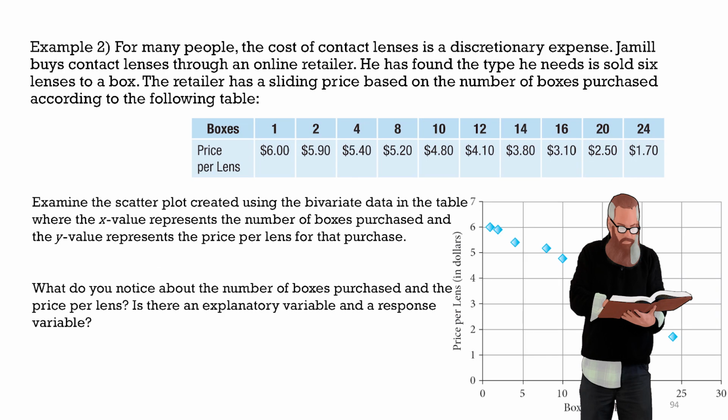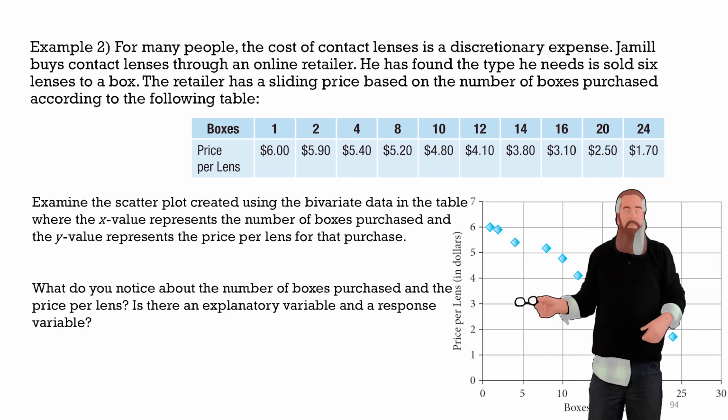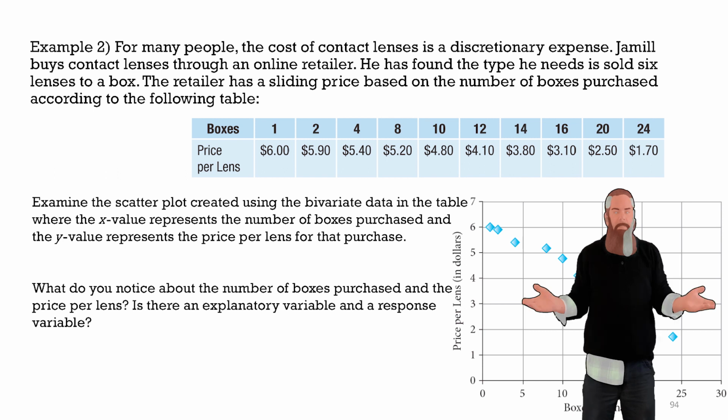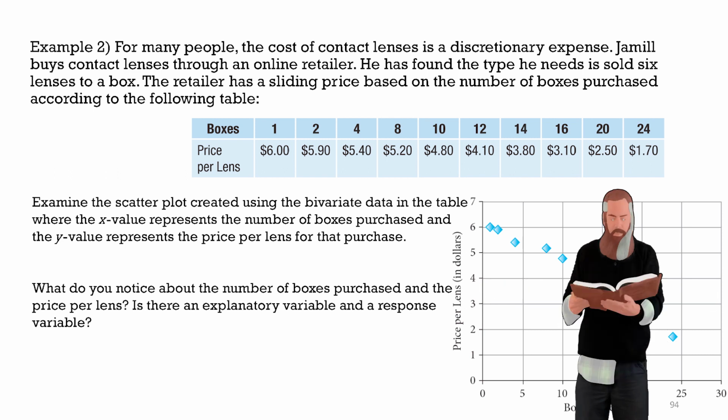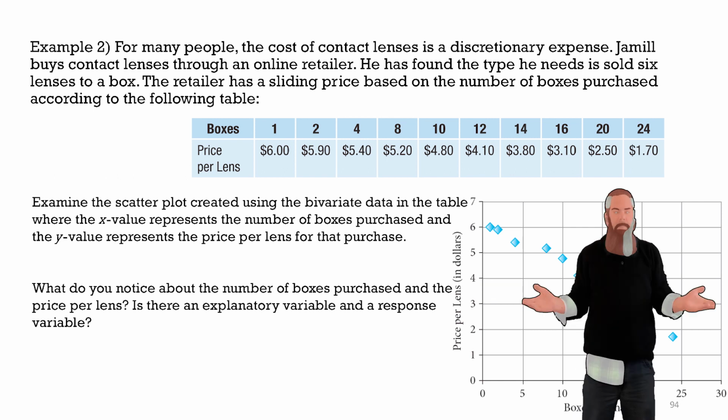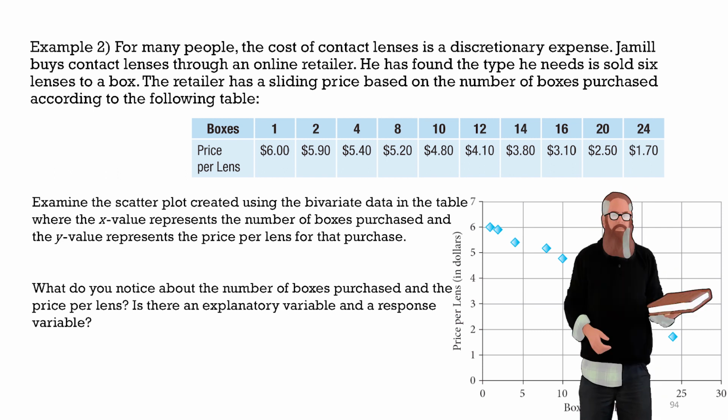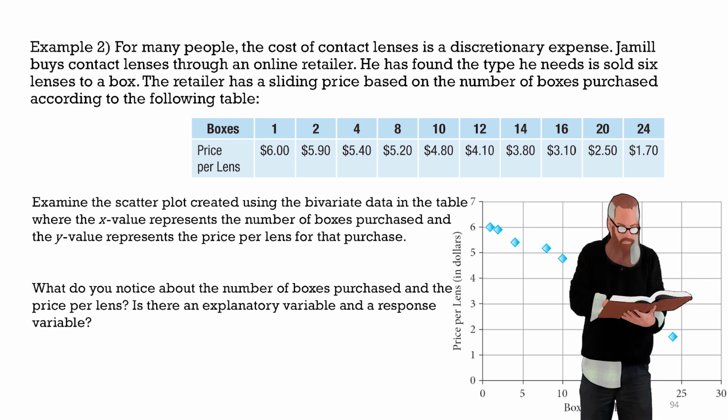For many people, the cost of contact lenses is a discretionary expense. Jamill buys contact lenses through an online retailer. He has found the type he needs and holds 6 lenses to a box. The retailer has a sliding price based on the number of boxes purchased according to the table on the screen. Examine the scatter plot created using bivariable data in the table where the x value represents the number of boxes and the y value represents the price per lens for the purchase.